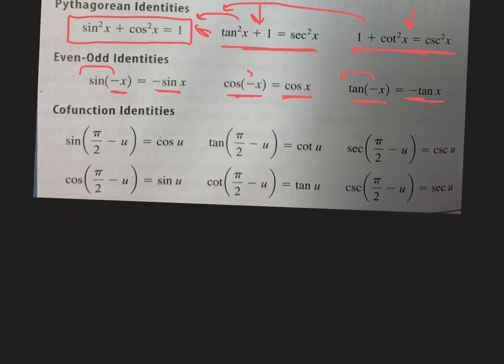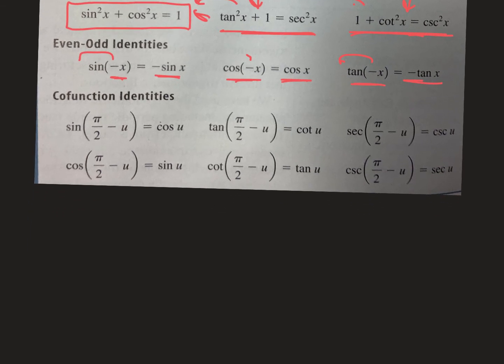The last one, cofunctions, may be a little bit newer and a little stranger, but I want to show you something. What this is saying is sine of pi over 2 minus an angle is the same thing as cosine. Cosine of pi over 2 minus an angle is sine. Tangent of pi over 2 minus an angle is cotangent. Cotangent of pi over 2 is tangent. Secant, cosecant, do the same thing. Remember, pi over 2, same thing as 90 degrees.